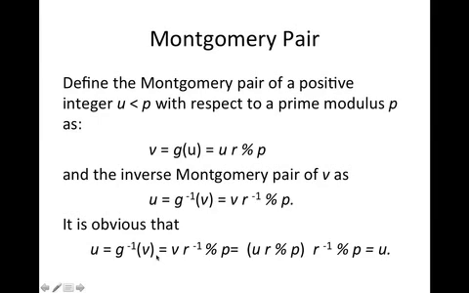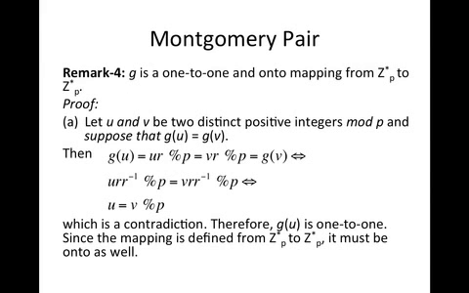So this is a transformation that tells us that it is invertible. Even here I can claim that this is a one-to-one onto mapping, because u goes to v and then comes back to itself. And as such, it proves the invertibility of the mapping. But we could also do this. We could say that g, which I just defined, is a one-to-one and onto mapping from Z star p to Z star p. To prove this, it suffices to show that the mapping is one-to-one. So let's pick two numbers, u and v, that are mod p, and find their Montgomery pairs, g(u) and g(v), and let's see exactly what happens.